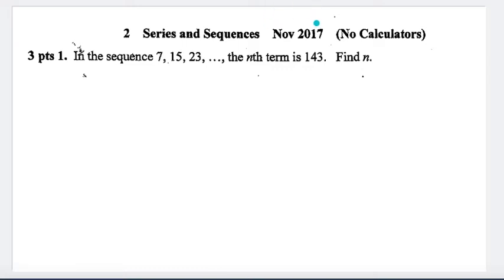They're from 2017. In the sequence 7, 15, 23, and so on, the nth term is 143. Find n. So I'm going to use A subscript n equals, so the nth term equals the first term plus the common difference. I guess I had to determine that. I had to determine it's an arithmetic sequence, but I believe it's required to be in order for it to be a 3-point question. I see that it's going up by 8 every time, so I know d is 8.